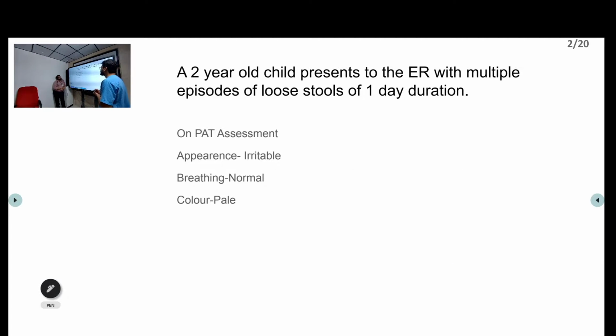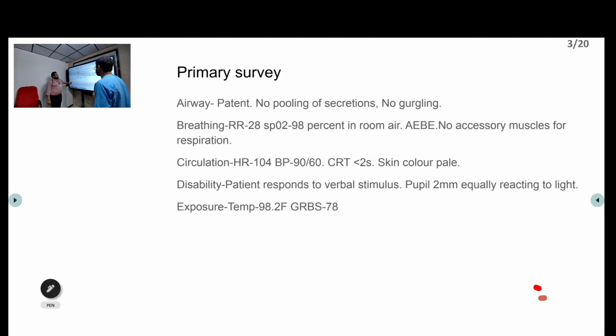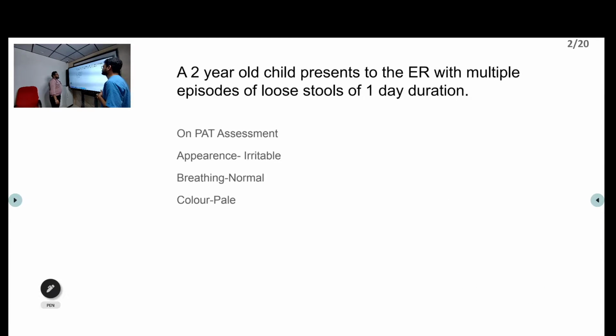A 2-year-old child presents to the ER with multiple episodes of loose stools of 1-day duration. On our initial PAT assessment, the appearance was irritable, the breathing was normal, the color was pale. So, a 2-year-old child: appearance irritable, breathing normal, color pale. What is your initial impression?